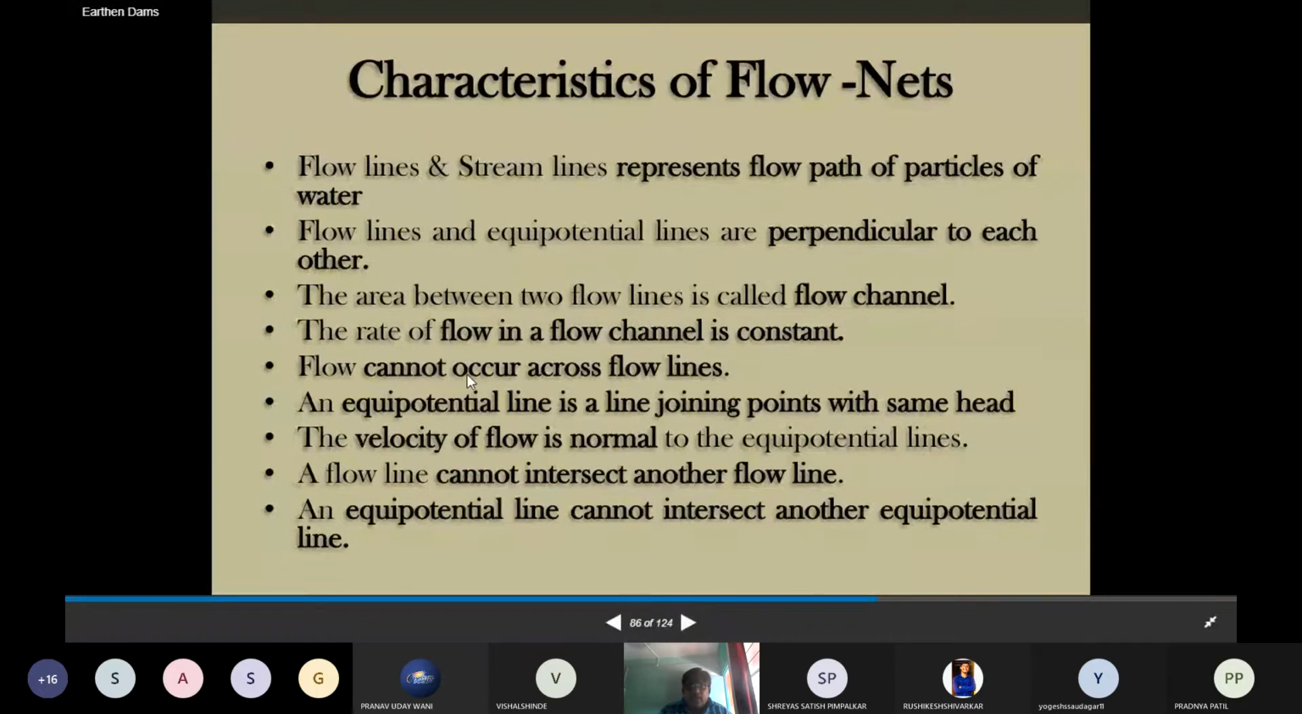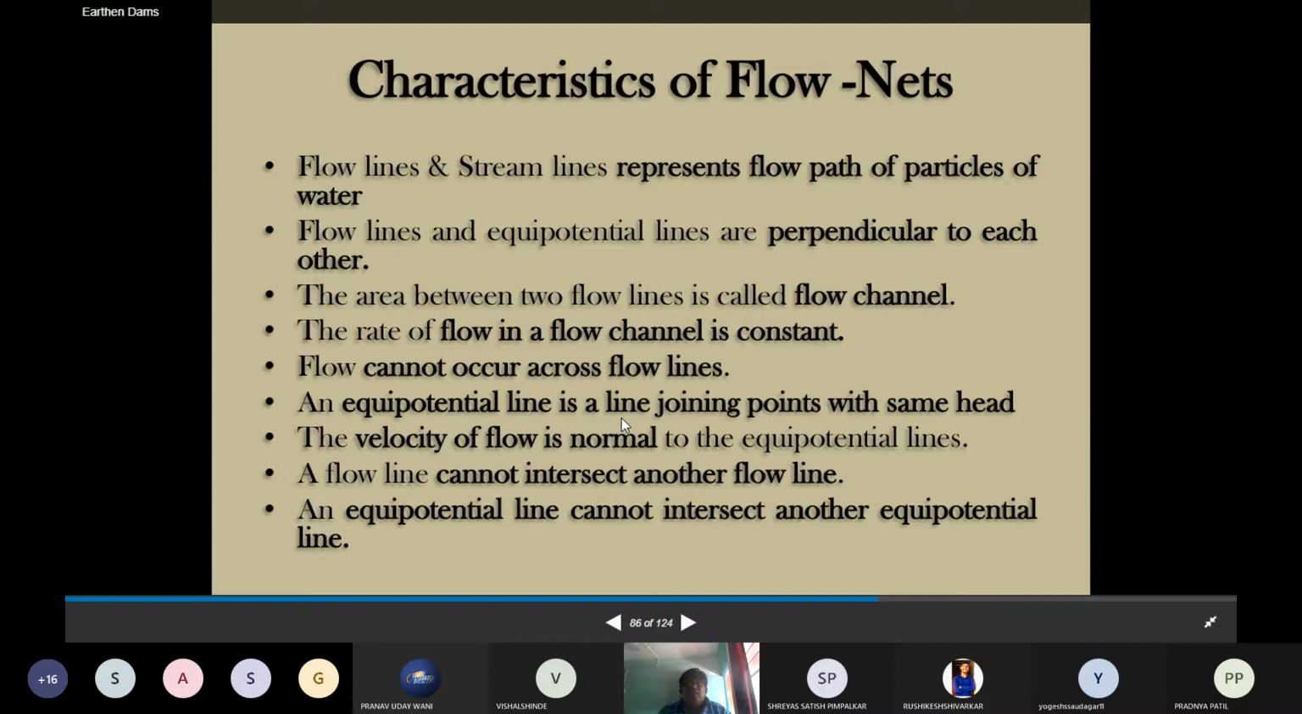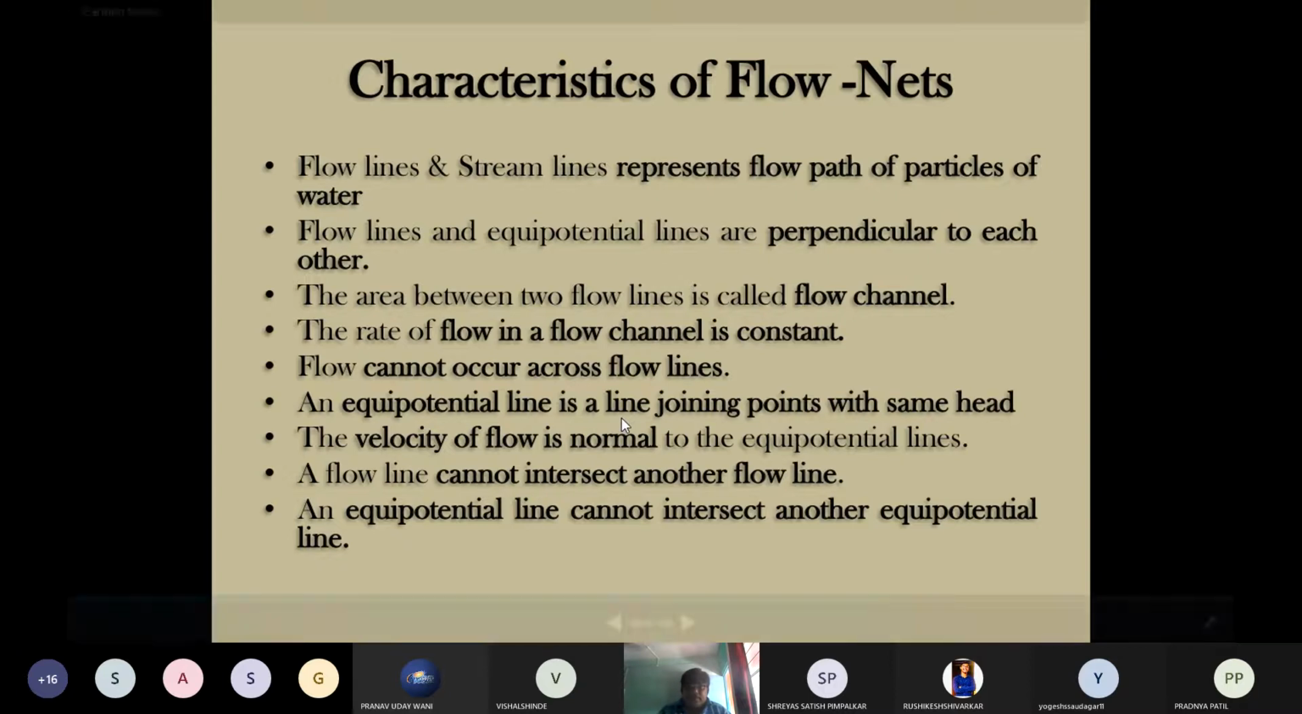In a steady state, with no flow across, the equipotential line is a line joining points with the same head. How is it observed? If you keep a piezometer inside the seepage, you will get the same pressure head. The points which represent the same head are joined, and the resulting line is called the equipotential line.